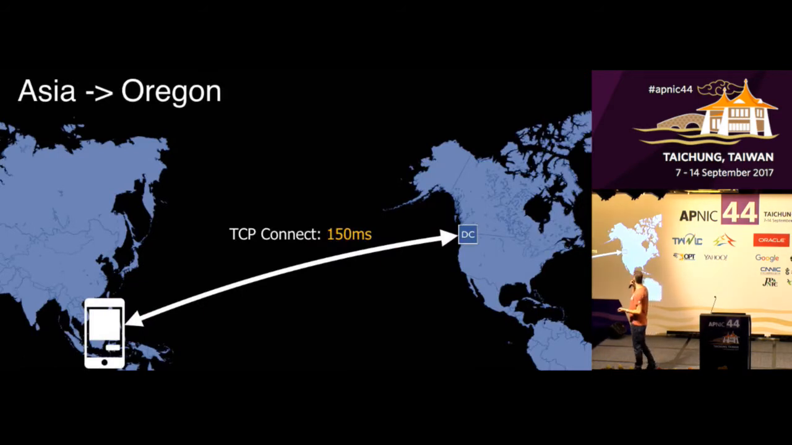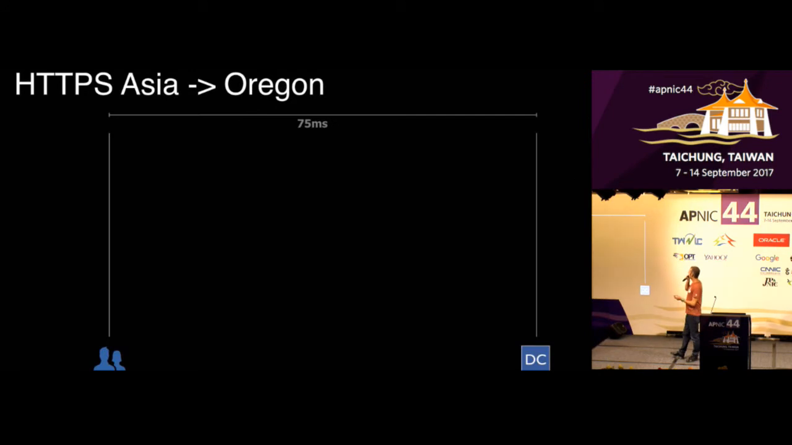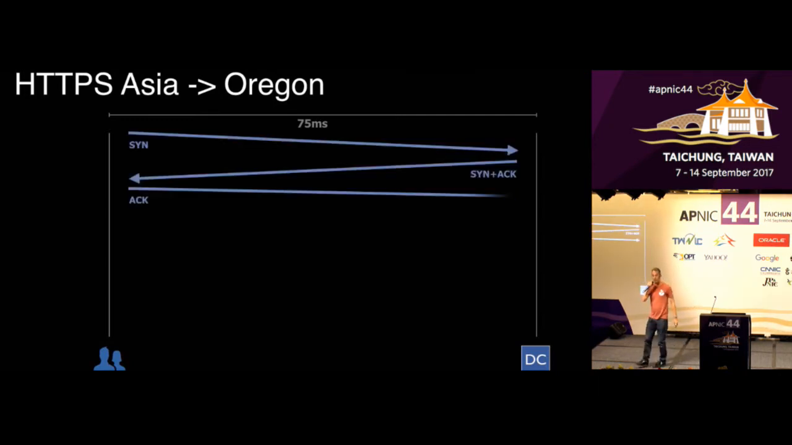So what we started to do is deploy POPs around the world. Here you see a user in Asia connecting to what at that point was our nearest data center in Oregon. You have a 150 millisecond round trip. But what actually happens? Well, the site uses HTTPS. So there are quite a few round trips that happen here before the user actually sees anything.